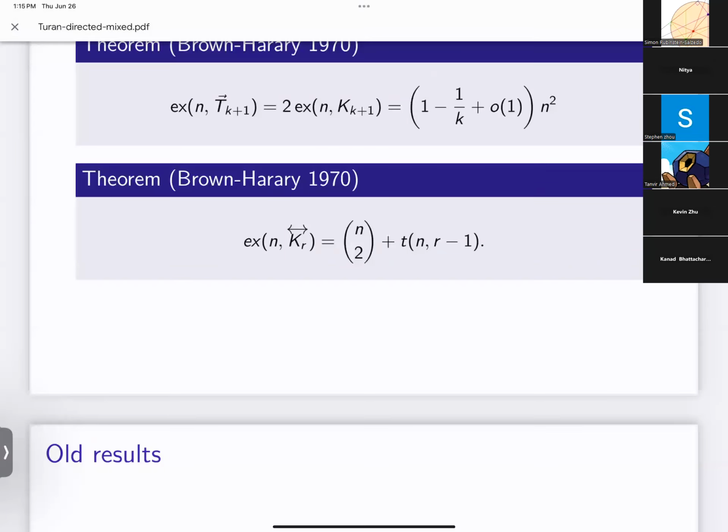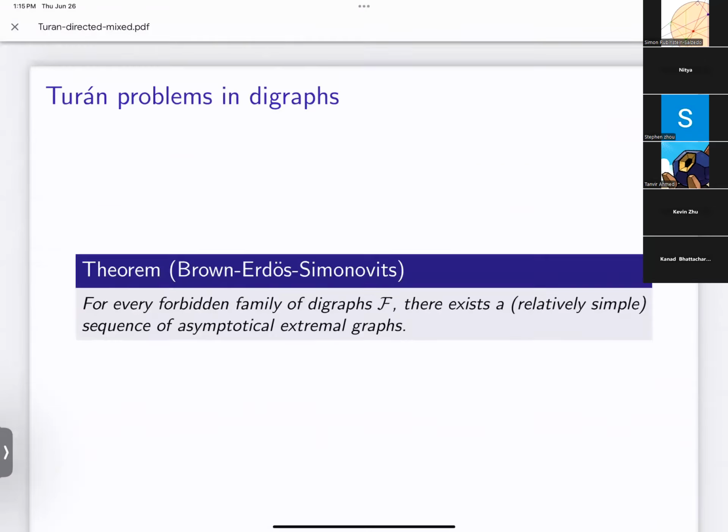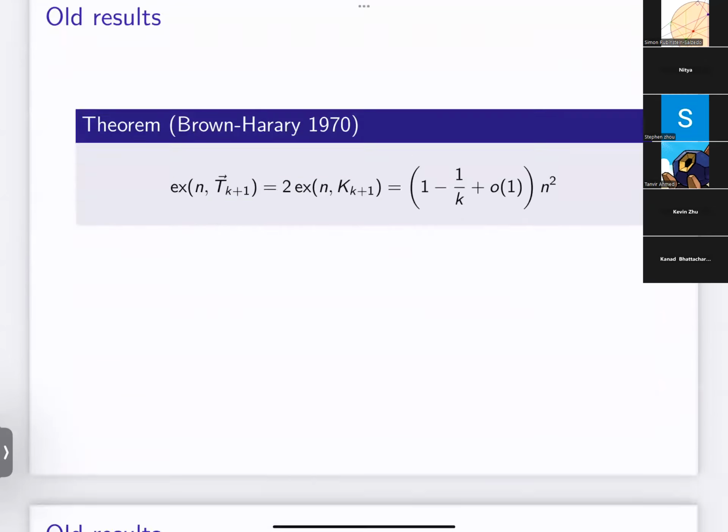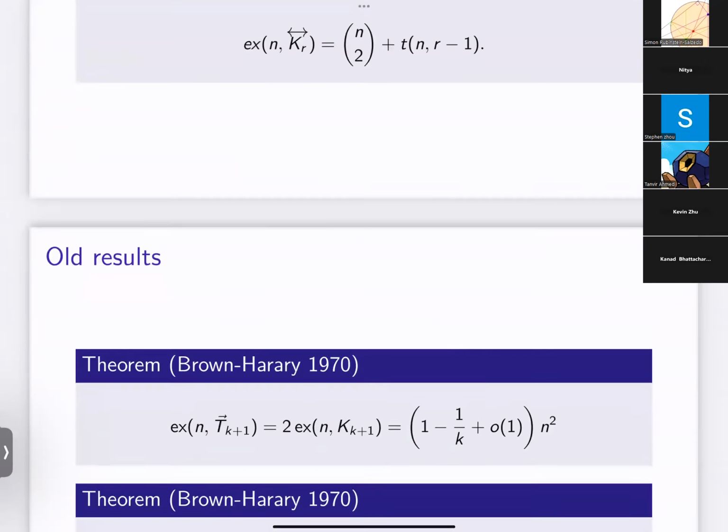There's another result of Brown and Harary from 1970, which answers the question of what the Turán number is of a fully complete digraph. So this notation, if you recall from my figure earlier, is this fully complete object, which is the unique biggest digraph.